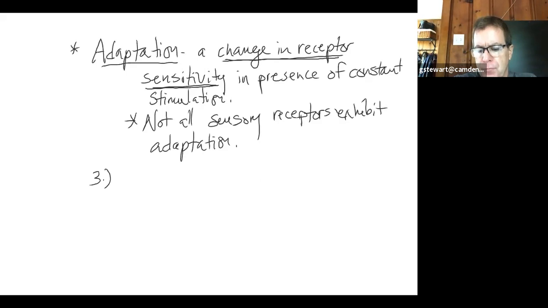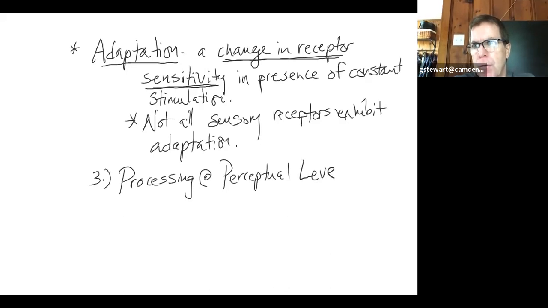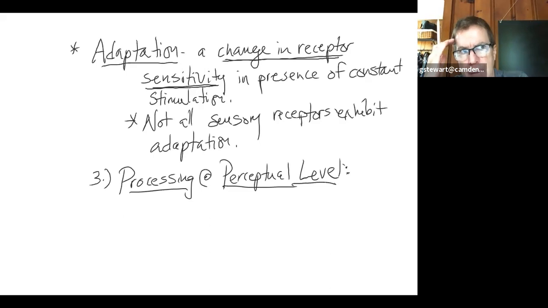Just write processing at perceptual level. And I'm going to specifically focus on pain receptors. There's all different types of sensation, and they get sent to all the different cortexes within the brain. But this one is, and your book spends a long time on this as well, so I'm going to focus on perception of pain.